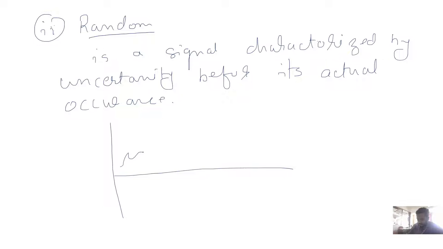For example, a noise. There is no mathematical pattern in this. It is taking any random value, and until and unless this point or this value occurs, I cannot predict that value, and therefore this is called a random signal.